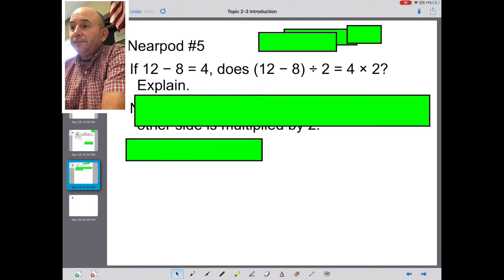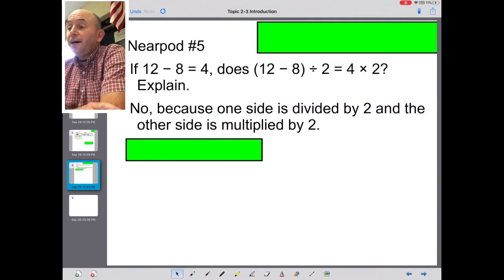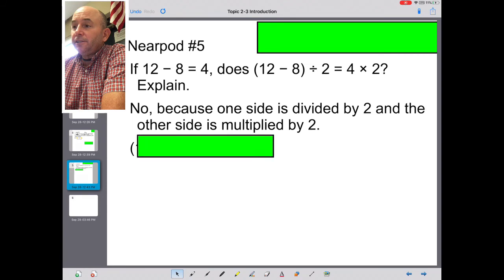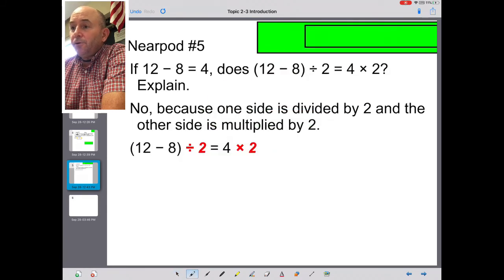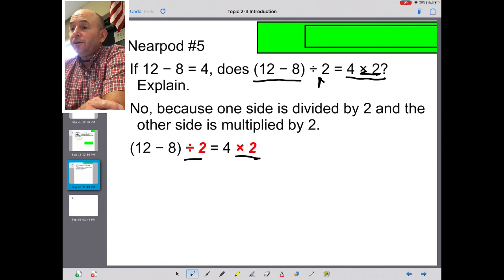The answer in this case is no, because one side is divided by 2 and the other side is multiplied by 2. In our original equation we have 12 minus 8 and then we divided by 2. On the other side, we had 4 times 2, by itself. You can see that we have multiplication over here instead of division. So they will not equal. Even if you have 12 minus 8 equals 4, it just doesn't work.